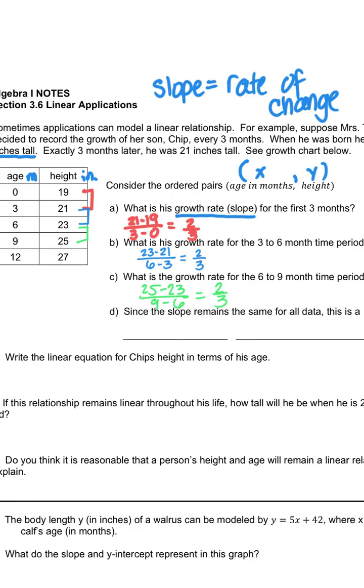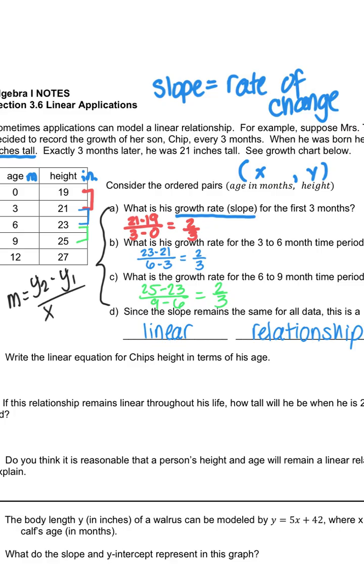It says, since the slope remains the same for all data, this is a linear relationship. So let's go ahead and write that down, a linear relationship. Again, remember for all of these, to find the growth rate, we used the slope, which was m equals y2 minus y1 over x2 minus x1. Okay, so we found the linear relationship here.